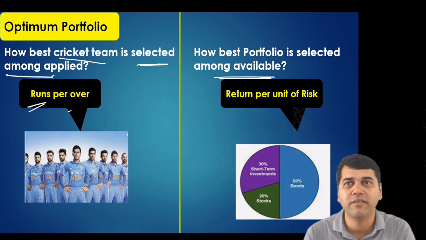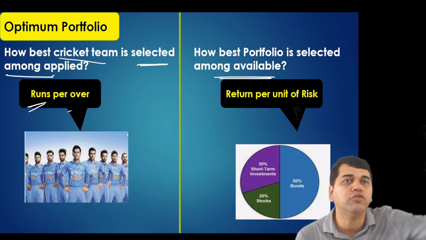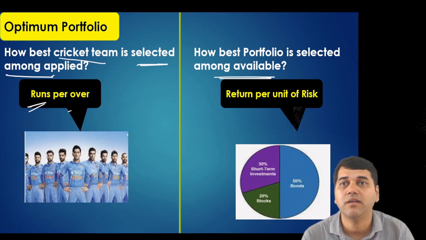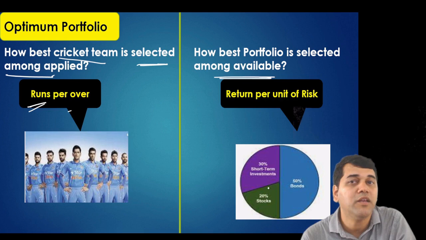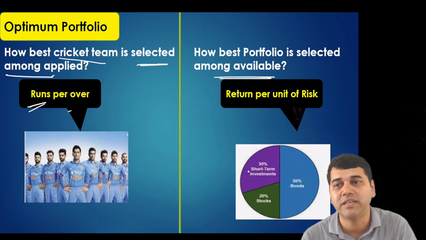So when, say, 50 students apply to my classes, I will give one test to everyone and say, okay, in this 100 mark test, whoever gets the highest score will be in my coaching institute. Similarly, what will I say for the stocks now? The stocks which are going to give me the highest return.